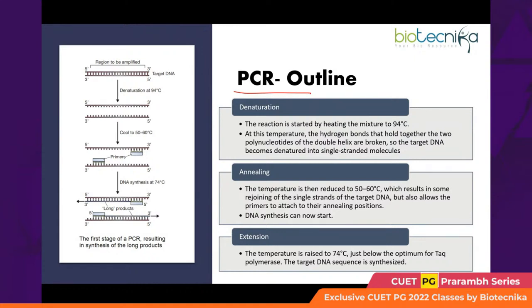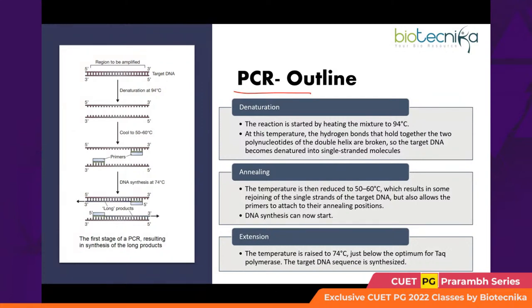The first step is denaturation. In denaturation, we are going to denature the DNA. Denaturing the DNA means we are going to separate the strands. Now, the strands are held together by hydrogen bonds, so if we have to separate the strands, we have to cleave these hydrogen bonds.